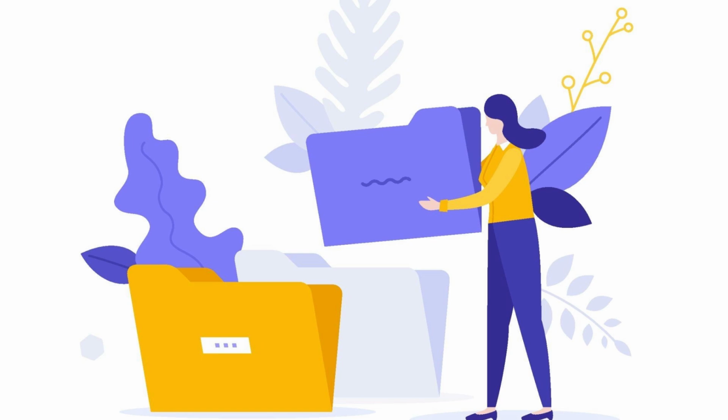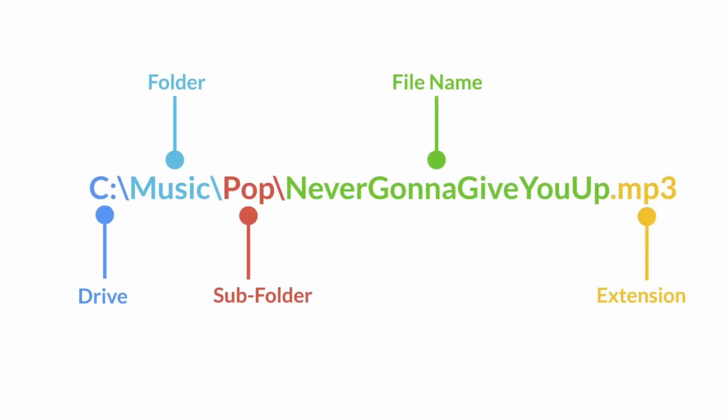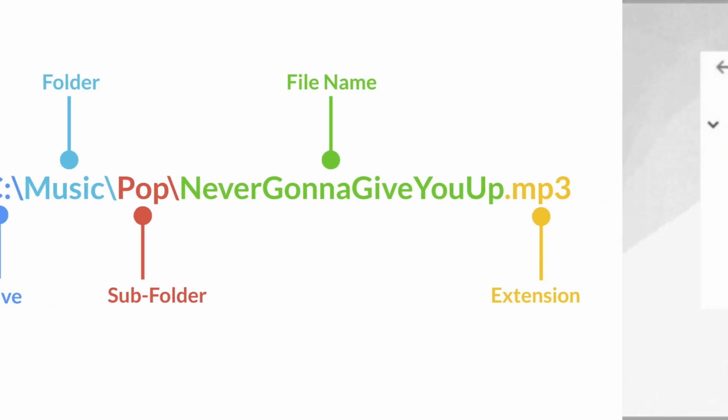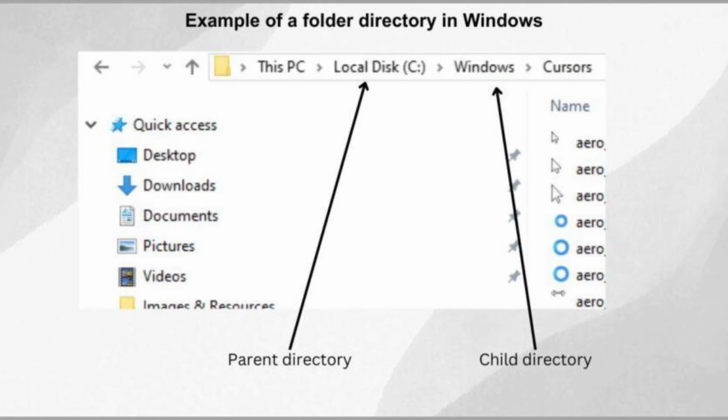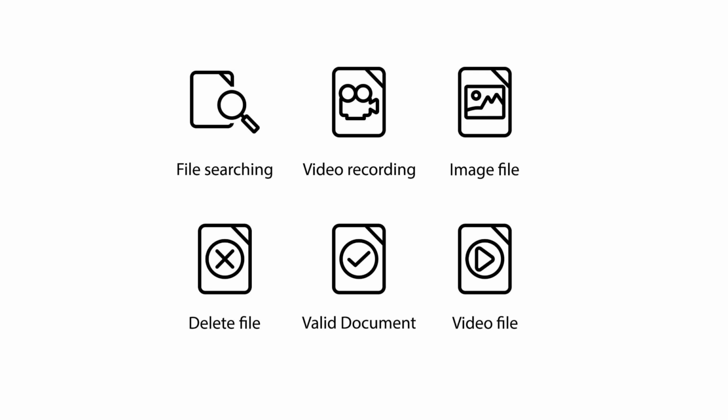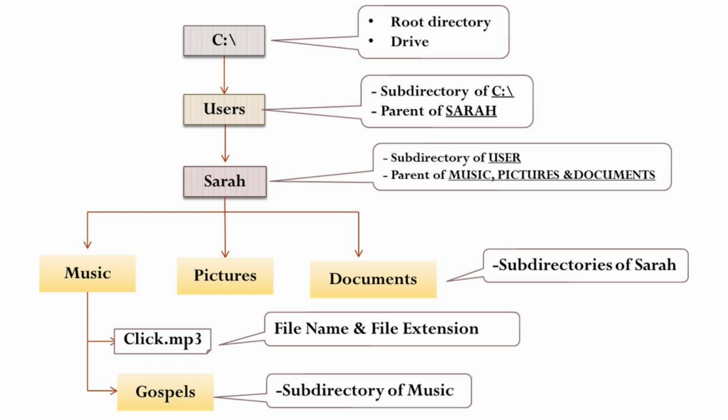Let's look at a simple example. A file path may look like this: C drive, users, documents, file.txt. This means the file is stored inside the documents folder, which is inside the users folder located in the C drive. So whenever you open a file, the computer follows this path to find it.